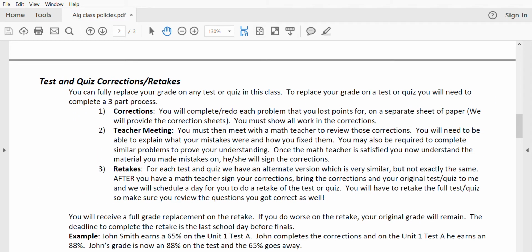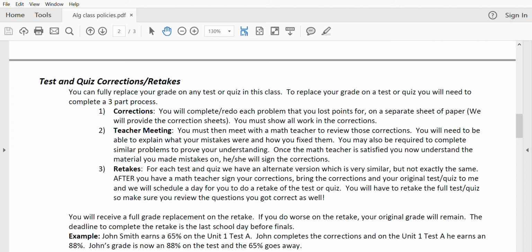Now, this is a big one here, test and quiz retakes. This is something maybe you have never had the opportunity for before. We are essentially offering you a second chance on every test or quiz you take. So let's say you take the first one, you do very poorly, and you would like to improve that grade. Well, there's a three-step process to improve that grade.